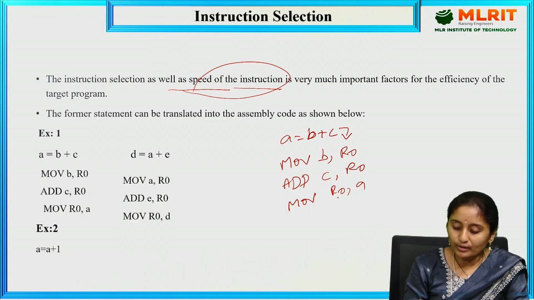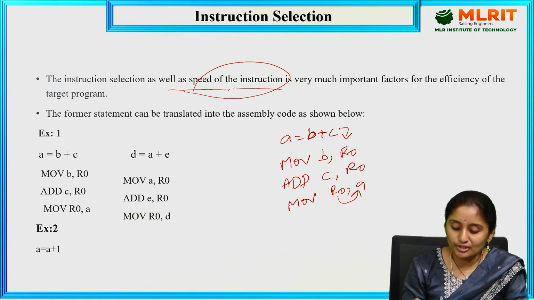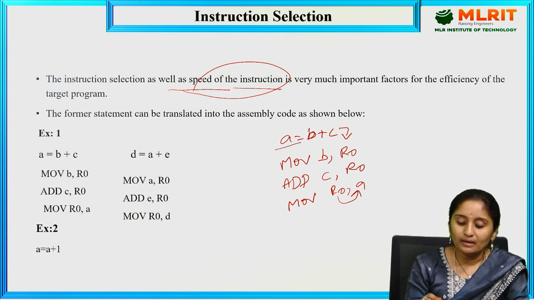Now R0 data is moved to A. The B plus C calculation is done and stored in R0, and that is moved to the A variable, nothing but the storage value. Okay, so this is nothing but the assembly code.